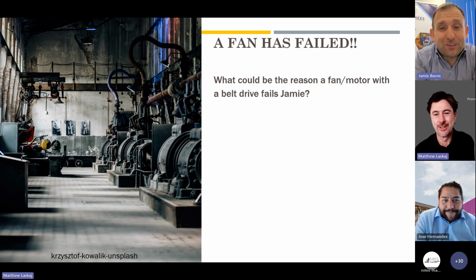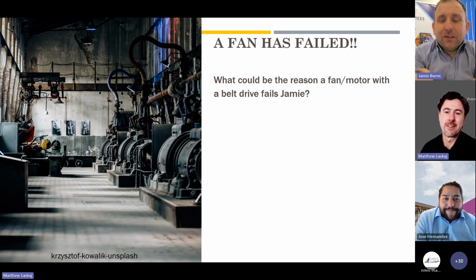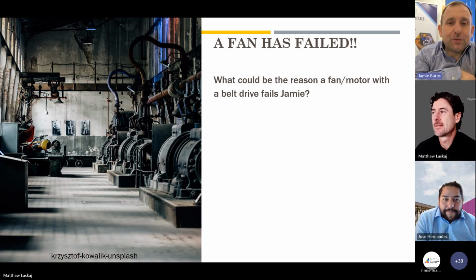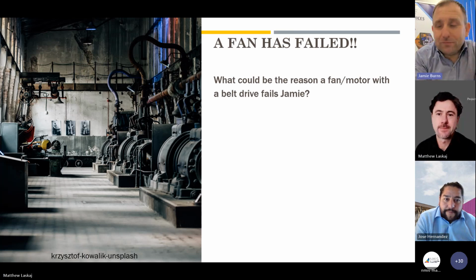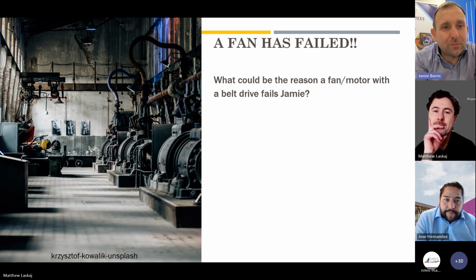That's a hard one, because at this point you don't know how it's failed. What could have caused the failure? You would then start on the table, which we'll go into in a minute, the why. So when did it happen? Why did it happen? What data do you have, et cetera. But there's lots of things.